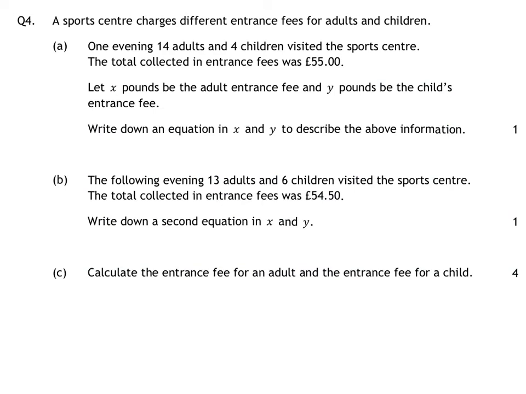Question 4 is our simultaneous equations question. They ask you to use x and y for adults and children. This is old-fashioned. They don't do that anymore now. They just ask you to form an equation, so it would be perfectly okay to use A and C as adult and children, but because they've asked for x and y, I'm going to have to go with that one. So a short way of writing this is 14 adults plus 4 children cost this. So I've got 14x plus 4y equals £55.